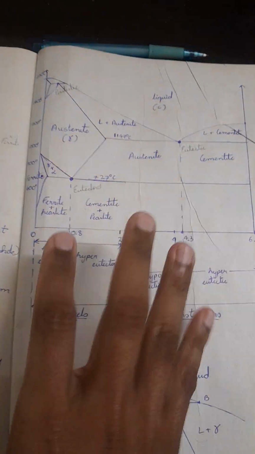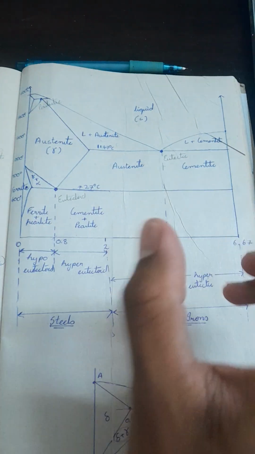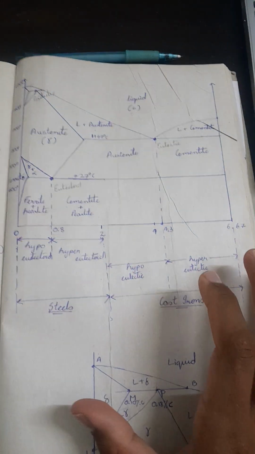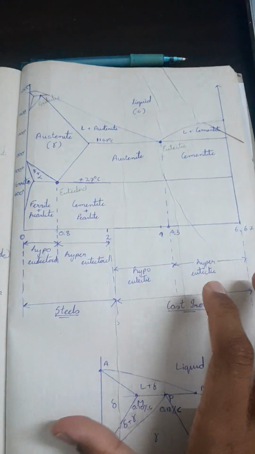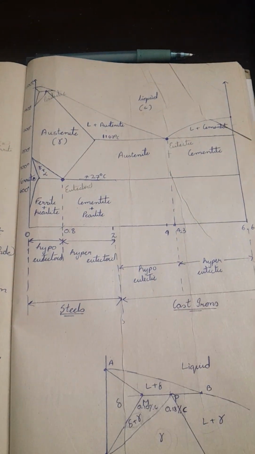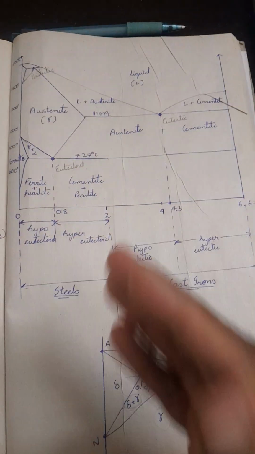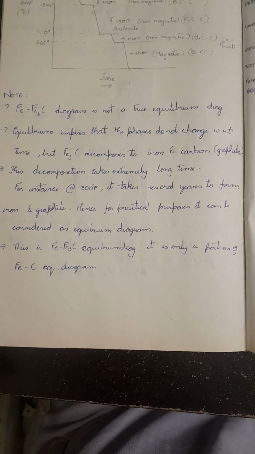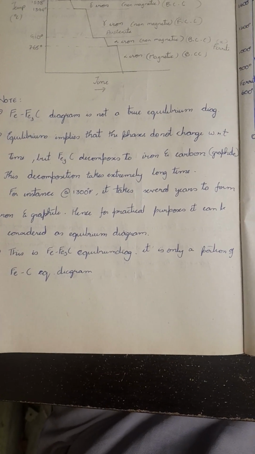Also, the iron carbide diagram you're seeing here is just a part of the iron carbon diagram. It is not the entire iron carbon diagram. These are a few things you need to keep in mind before going into this diagram. This is the list of points I just told. You can have a look at it here.